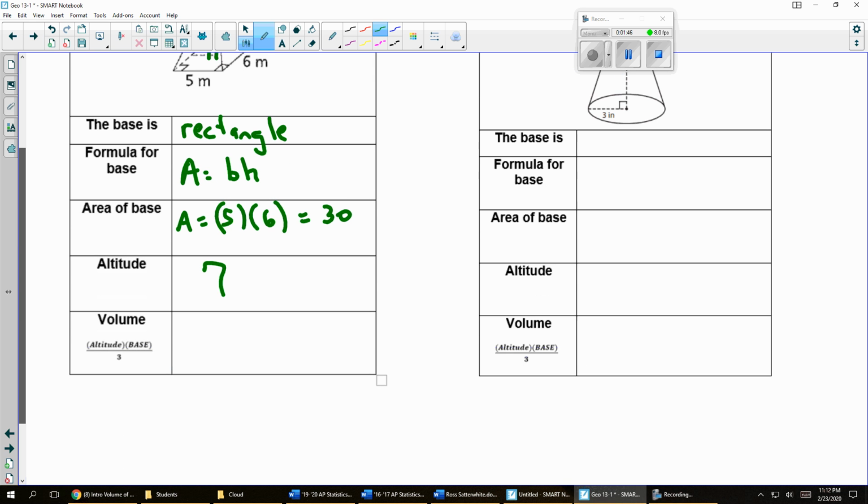And finally, that means the volume is the altitude times the area of the base divided by 3, which of course is 70. And the units are cubed. So it was meters in this problem, so the units will be meters cubed.